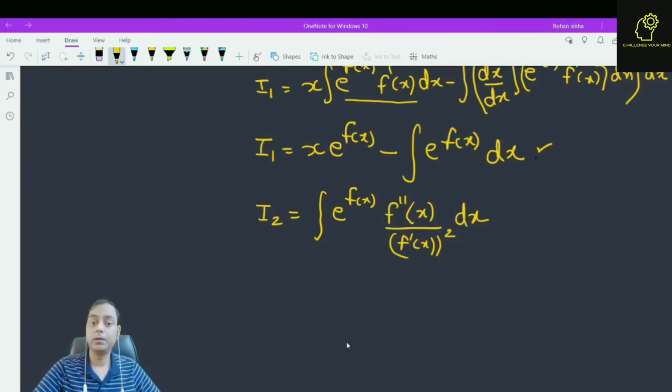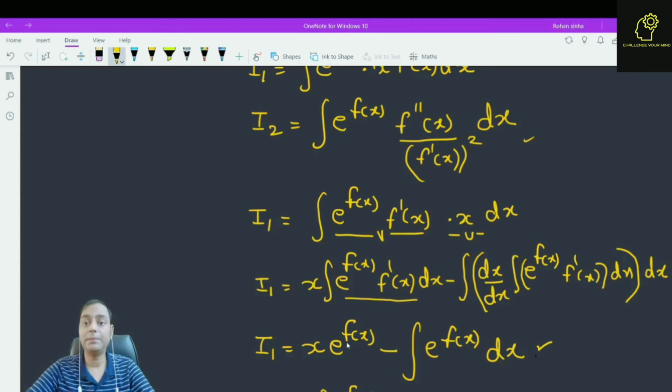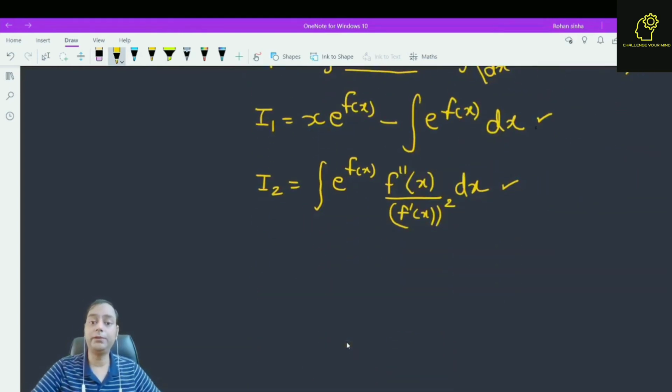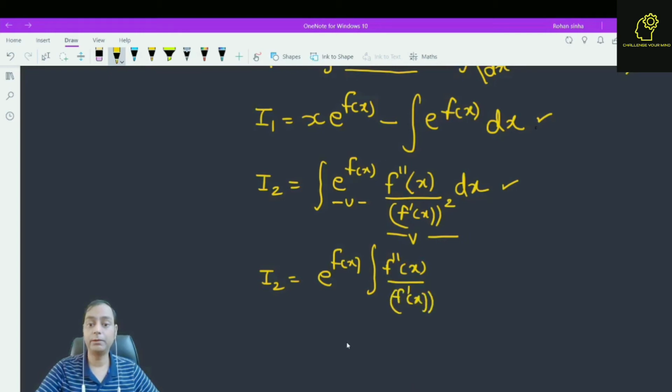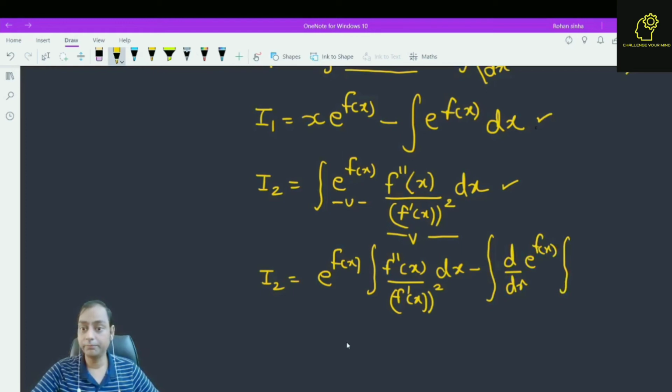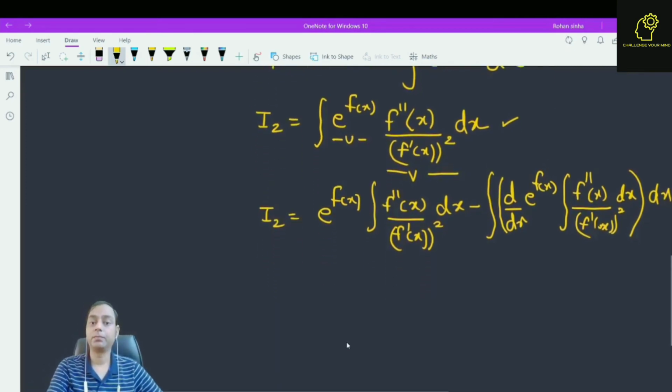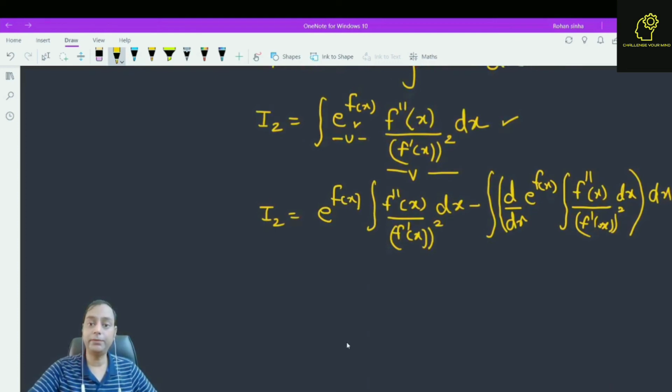Now, this is I2. From here, we have assumed I2 as the integral of e raised to f(x) f double dash x whole divided by (f dash x) square dx. Now, take this as u and this as v. Again, we are applying integration by parts here. So we find I2 as e raised to f(x) into the integral of f double dash x by (f dash x) whole square dx, minus the integral of d by dx of e raised to f(x) into that integral dx. Now again, we are applying integration by parts here. So we have assumed e raised to f(x) as u and f double dash x by (f dash x) square as v. So u into the integral of v dx minus du by dx into the integral of v dx, whole dx.